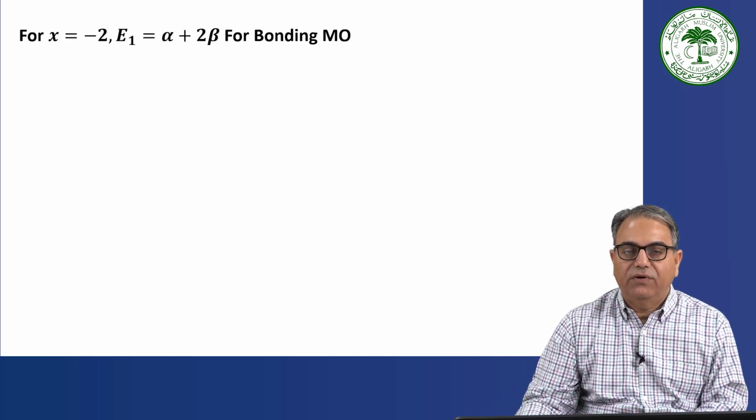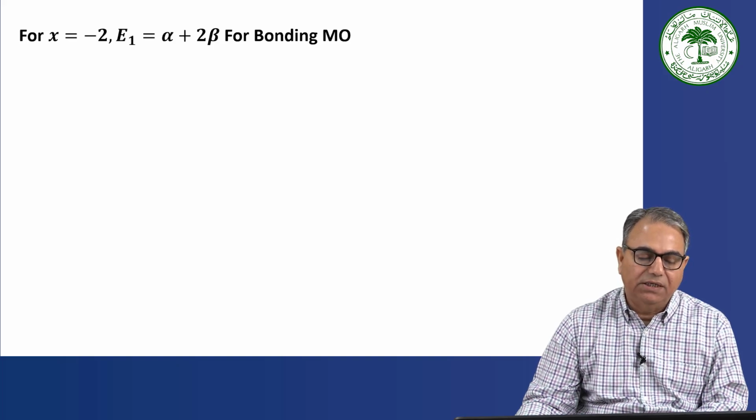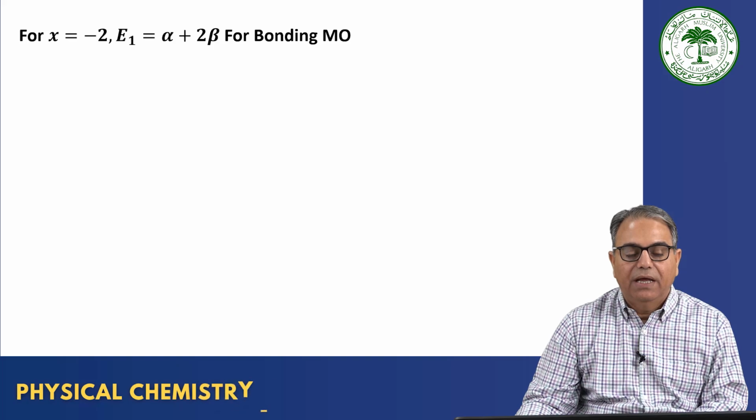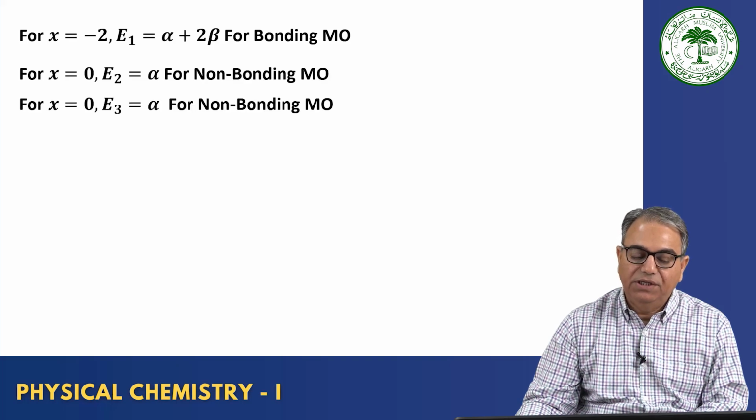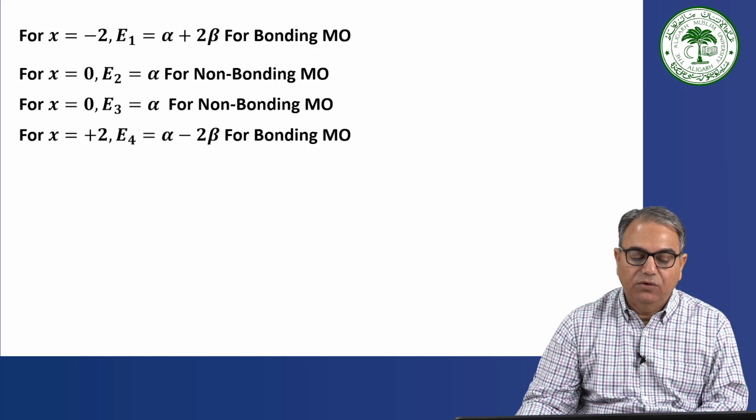So if x is equal to -2, then the energy you get, E1, is alpha plus 2 beta, and this is for the bonding molecular orbital, the lowest energy, because both alpha and beta are negative quantities. I am saying it time and again. And if you have x is equal to 0, then E2 will be alpha for the non-bonding molecular orbital, and again E3 will also be equal to alpha, because this x is also 0. So E3 will also be alpha for the non-bonding molecular orbital. If you take the +2 value, then E4 becomes equal to alpha minus 2 beta for the anti-bonding molecular orbital.